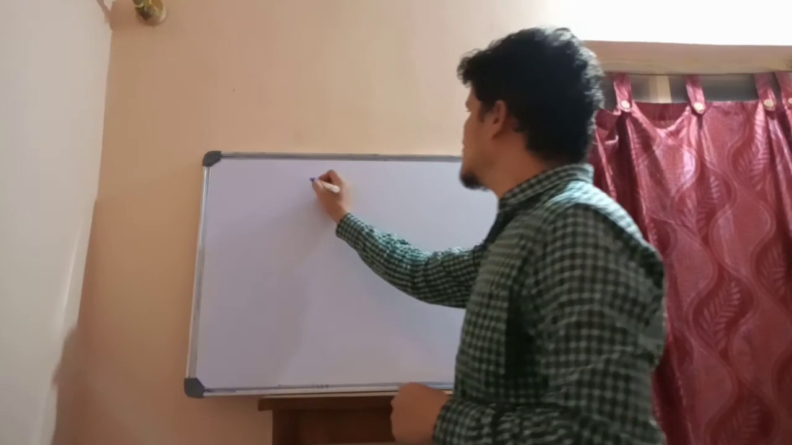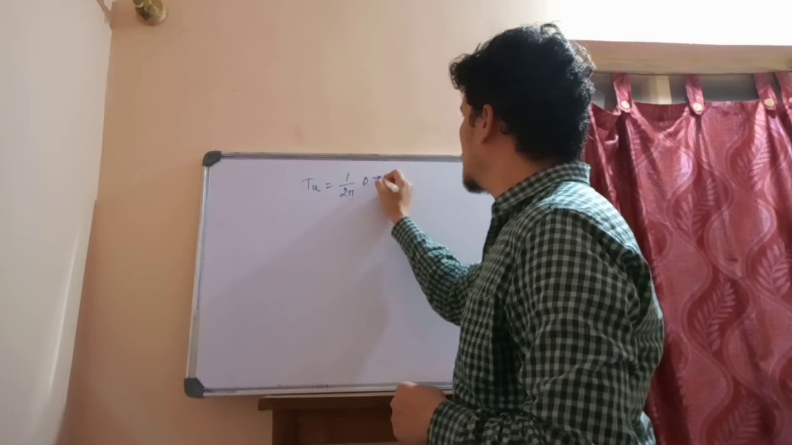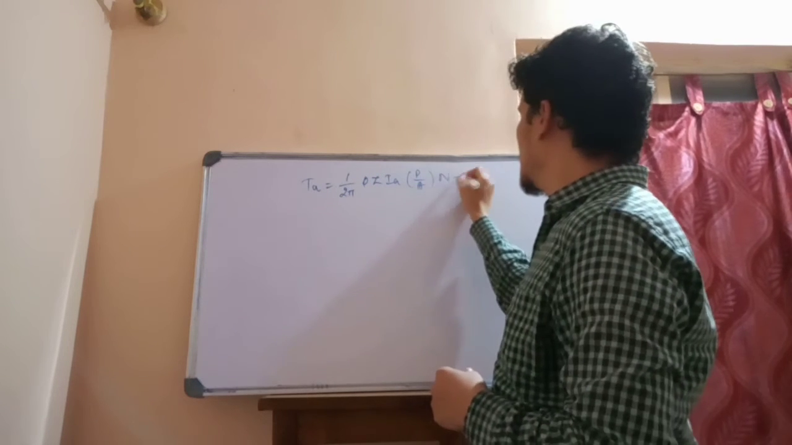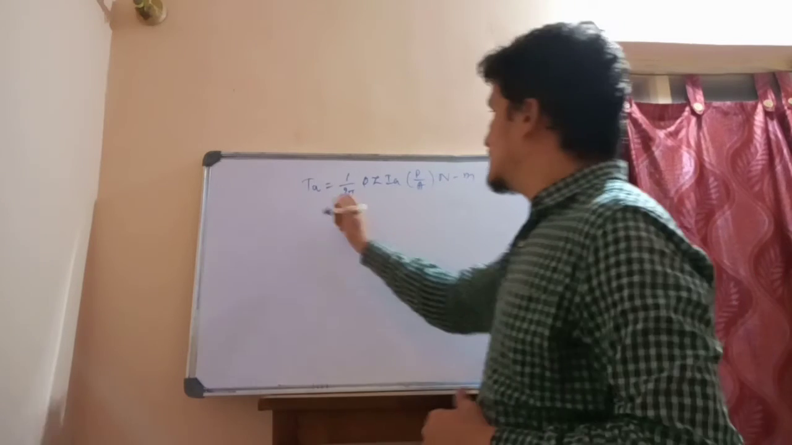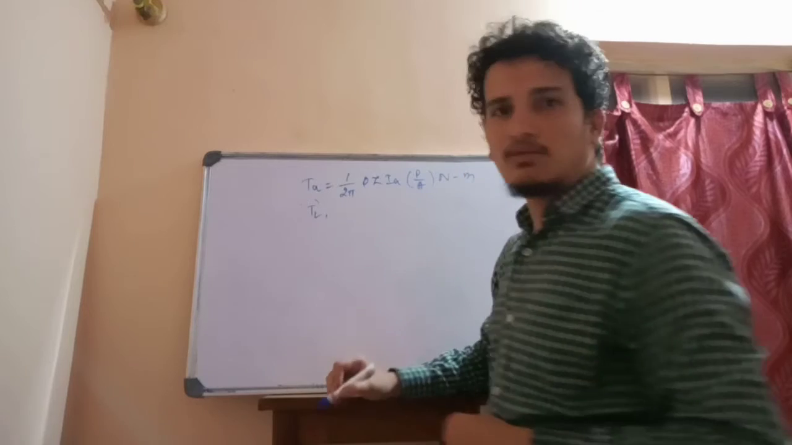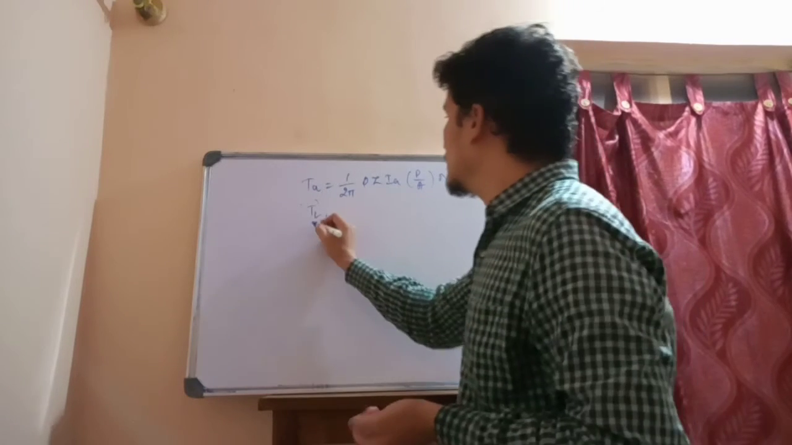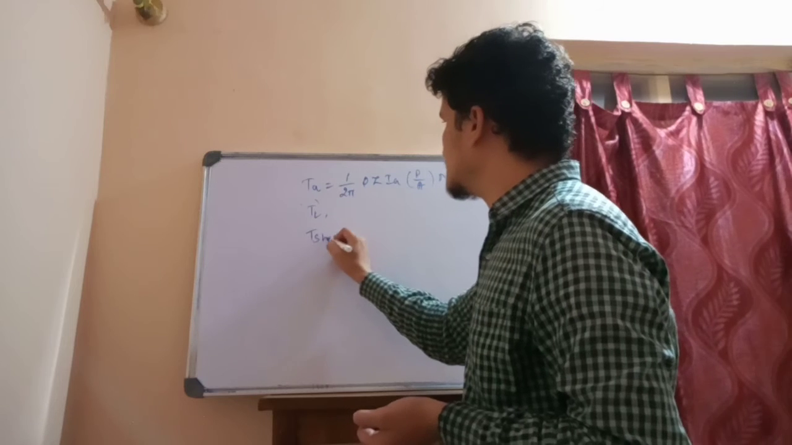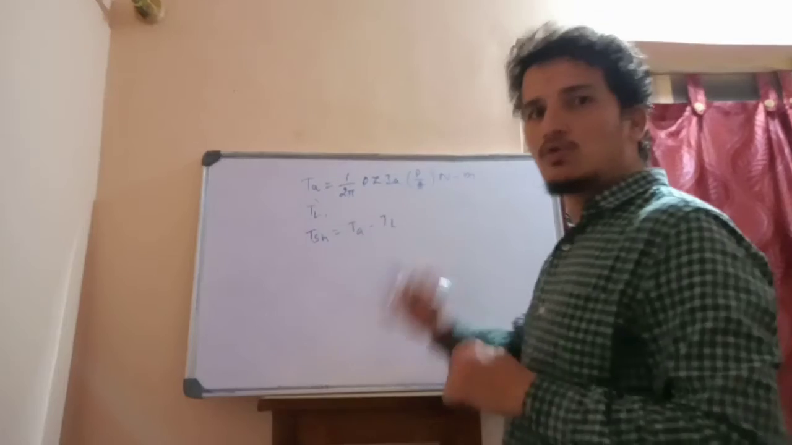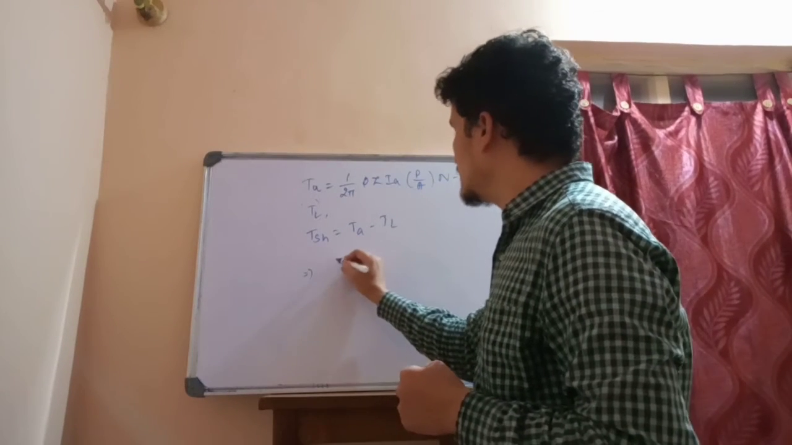And we have seen the armature torque is given by 1 by 2 pi into phi into Z into Ia into P by A, Newton meter. But TL is the torque that is lost due to the armature resistance drop, that is, due to losses. So next, what is TSH? TSH is equal to TA minus TL, that we know.